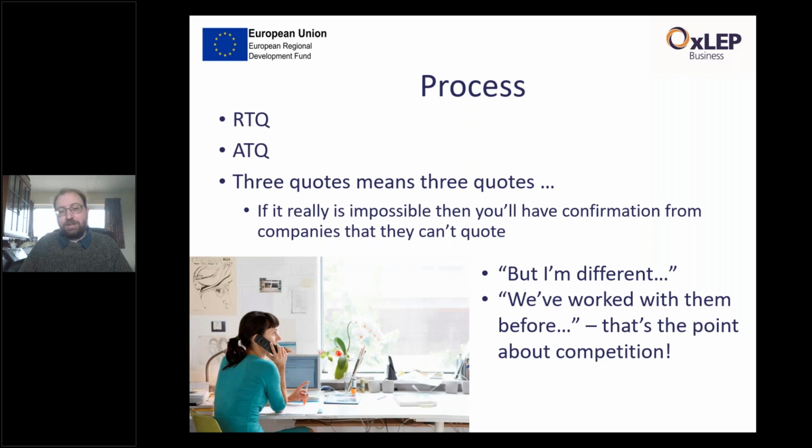And certainly anything above 25,000 must be advertised on Contracts Finder. It must be an open procurement. There's no wiggle room on that one. And certainly if you're thinking, well, we've worked with them before, that's exactly the point about competition. The grant is public money, and we're required to ensure that it is spent transparently and with some degree of competition and procurement. Next slide.